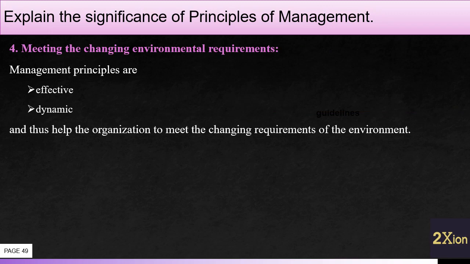Meeting the changing environmental requirements. Management principles are effective and dynamic and thus help the organization to meet the changing requirements of the environment. Management principles effective हैं क्योंकि समय की पाबंदी है और डायनामिक हैं माने इसमें हमेशा बदलाव ला सकते हैं, साइंटिफिक प्रिंसिपल्स की तरह नहीं. So it helps the organization to implement changes.